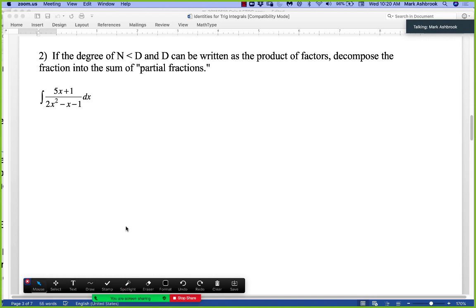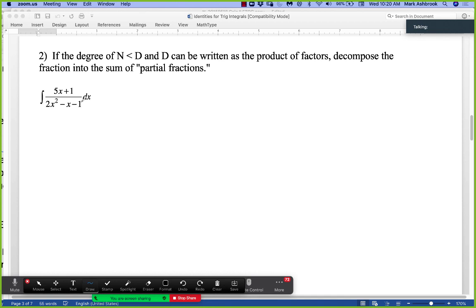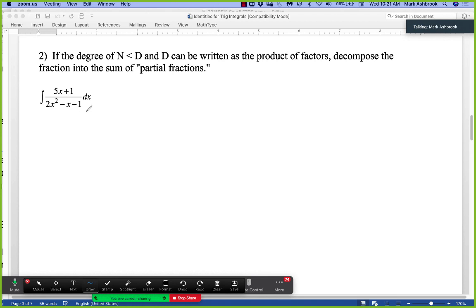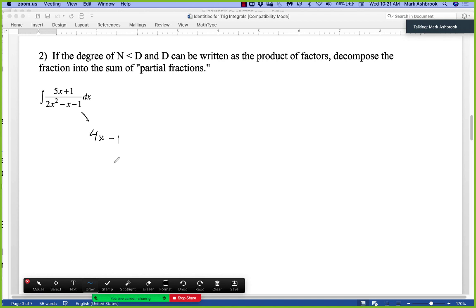All right, so here's one. Here's a rational function. We've got one polynomial divided by another. And n is less than d, so we're not going to long divide. So first we ask, is it undoing the chain rule? Well, the derivative of this is what? 4x minus 1.